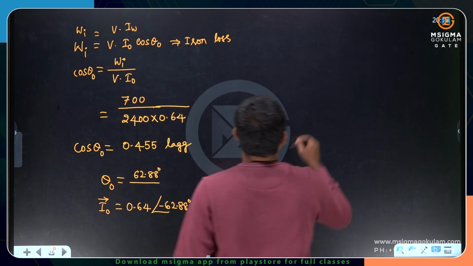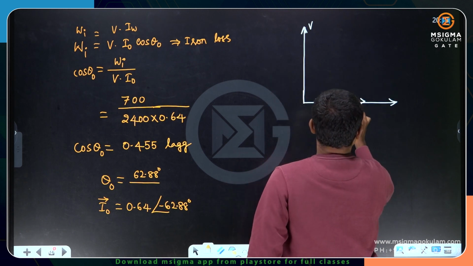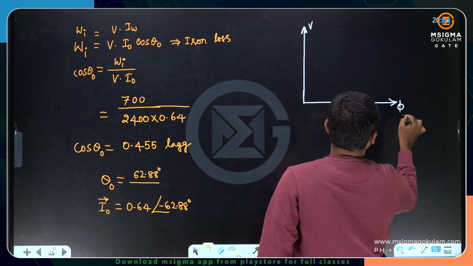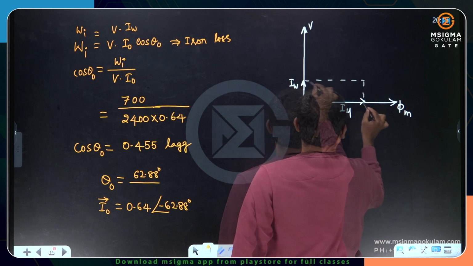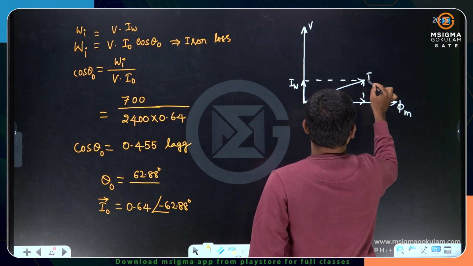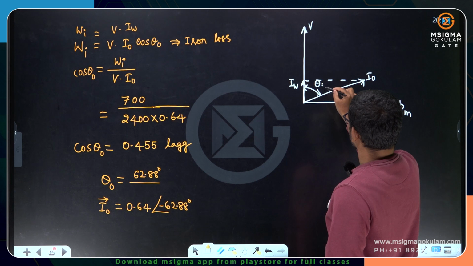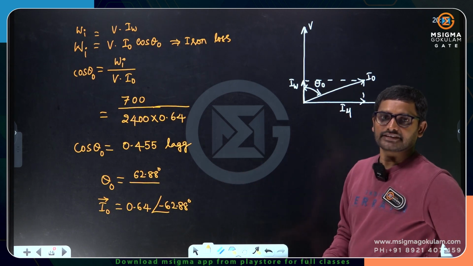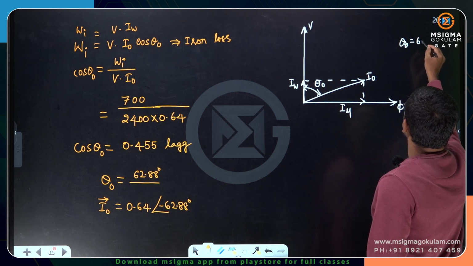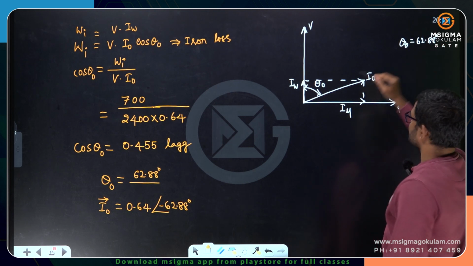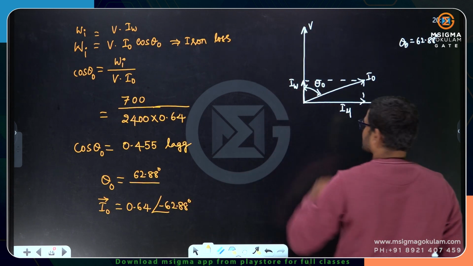You see the phasor diagram. This is my supply voltage, and this is my magnetizing component of current, this is the mutual flux, and this is the working component of current. Now this is the no load component of current. What is this theta naught? Theta naught is 62.88. So we got it as minus; with respect to voltage, the current lags.